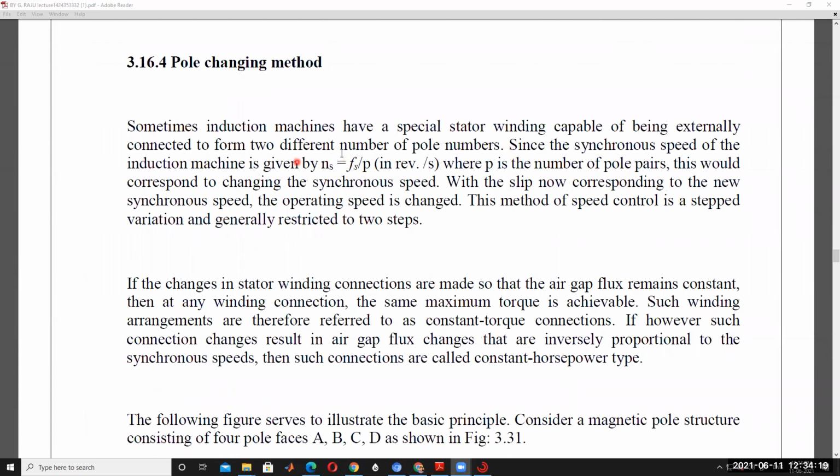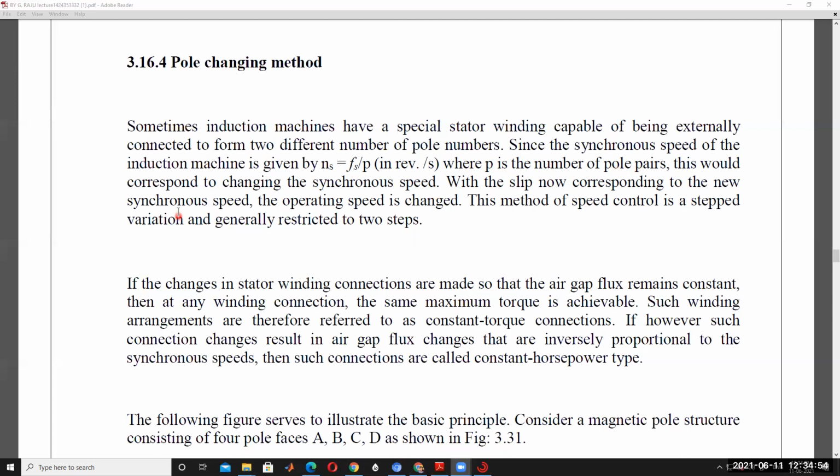Since the synchronous speed of the induction machine, as you know, is Ns equal to 120 f by P, if it is f by P it is revolutions per second. If we want rpm, Ns equals 120 f by P revolutions per minute, where P is the number of pole pairs. So compulsorily two poles are required. Understood? A monopole does not exist. Compulsorily there are two poles, that is north and south.